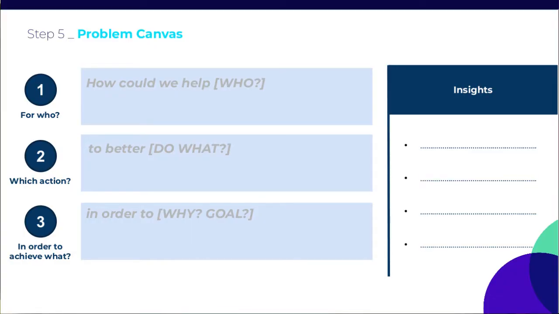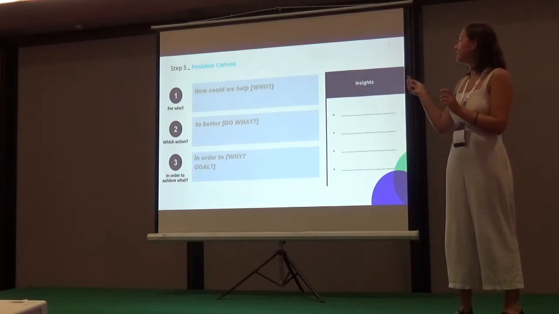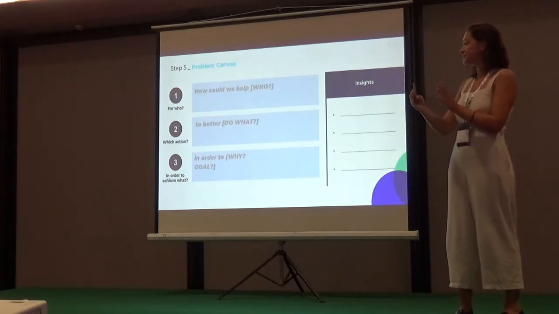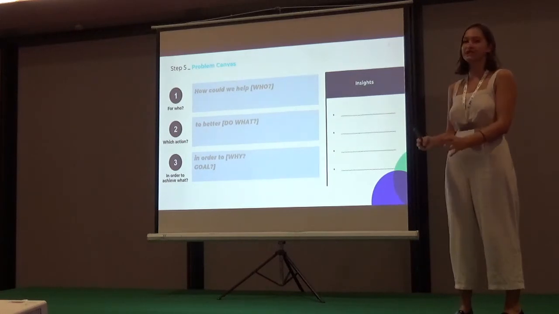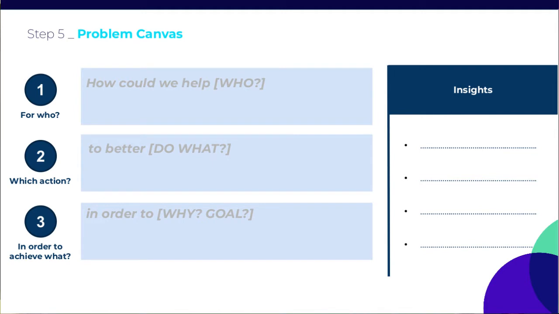As I said, every persona is facing a problem. So one persona equals one problem. The more specific your problem is, the easier it's going to be for you to find solutions and to be creative. A problem always has a target, an action, and needs to have an objective at the end. Something you can do is also to put the insights that you have here, which are going to help you argue why you think this is the real problem.